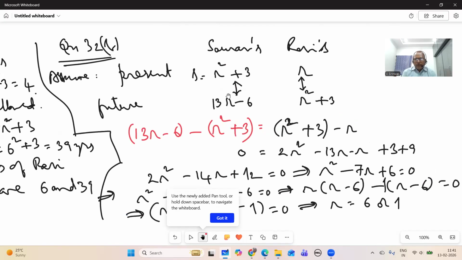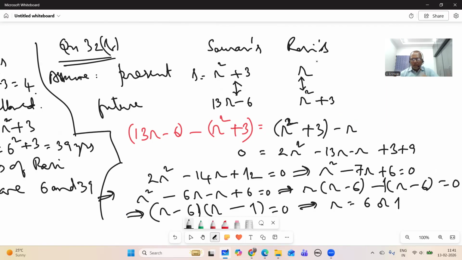Yeah, we are given that we are assuming Ravi's present age is small r. We are given that Saurav's present age is 3 more than the square of Ravi's age. Square of Ravi's age is r square. 3 more means plus 3. Okay, this is r square plus 3, which becomes Saurav's present age. Saurav is the father of Ravi.